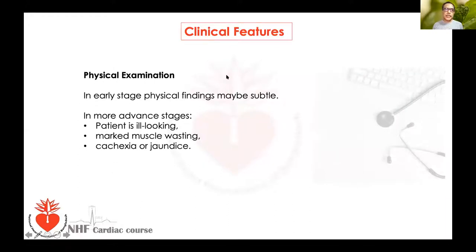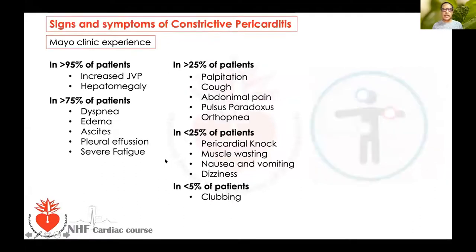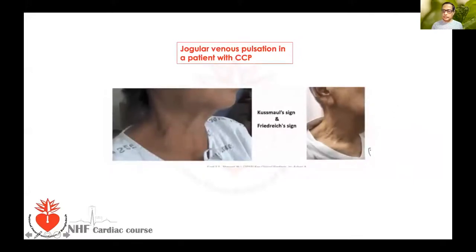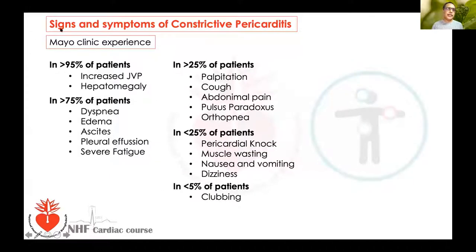Physical examination in early stage is very subtle, but in more advanced stage, patient is ill-looking, muscle-wasted, cachexia, jaundice. In a Mayo Clinic experience, they have seen that 95% of the patients had increased JVP and hepatomegaly, and less than 25% of patients had pericardial knock, muscle wasting, and very few of them had clubbing.